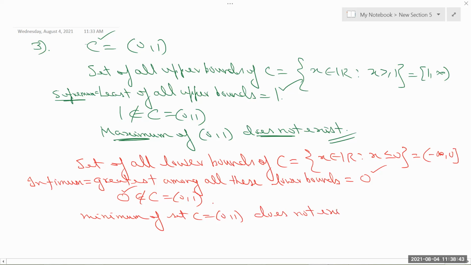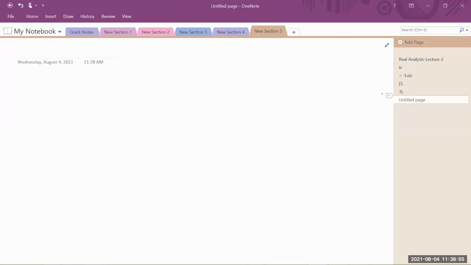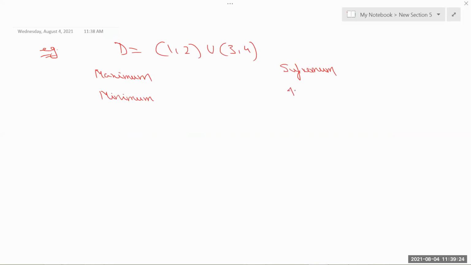मुझे उम्मीद है कि इस एग्जांपल से आपको ये डिफरेंस समझ में आ गया होगा कि मैं क्या कहना चाह रहा हूँ। ठीक है. Now let us move to the next part. Okay, now let me give you another example. D is equal to, say, the open interval (1, 2) union (3, 4). Now tell me the maximum, minimum, supremum and infimum of this set.